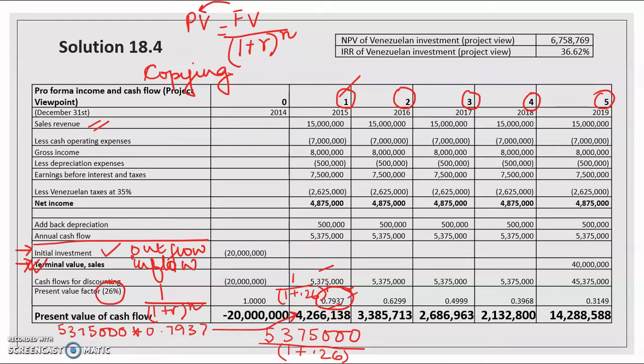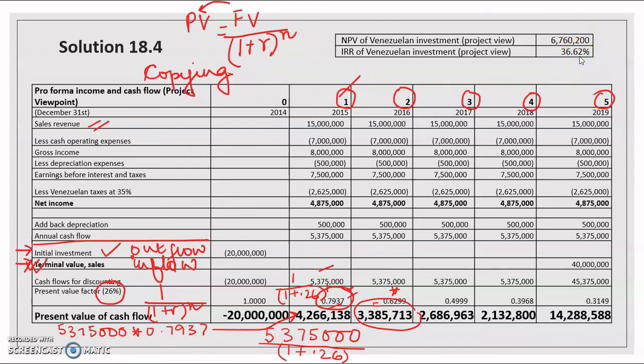Okay. Similarly, 5375000 times this discount factor will give you the second year's value, and so on. So this is essentially how we get the present value of the cash flow. Then you add it all up to get your NPV. If you add up all of the present values, you'll end up with the cash flow amount of 6760200. That's your NPV, which is a positive value.